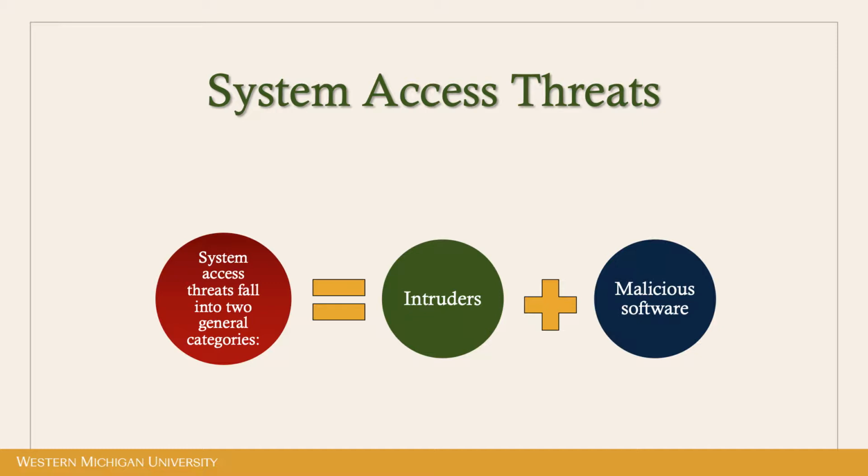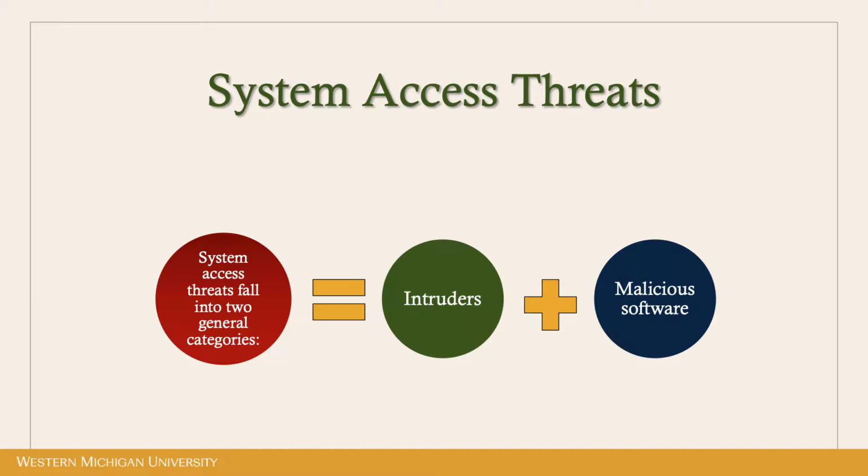Now, this applies to operating systems, and it can apply to security in general. It can apply to network security, as well as system security. But of course, we're focused in this class on operating system security. So let's dive in and chat about some concepts there. When we talk about system access threats, they fall into two general categories. We've got intruders and we've got malicious software, right?